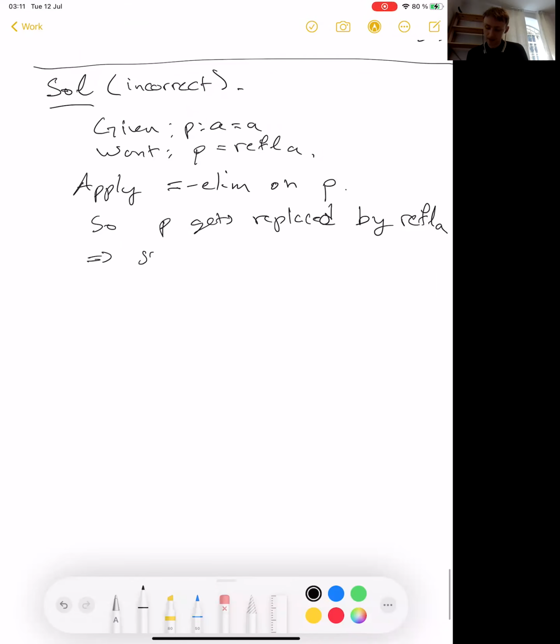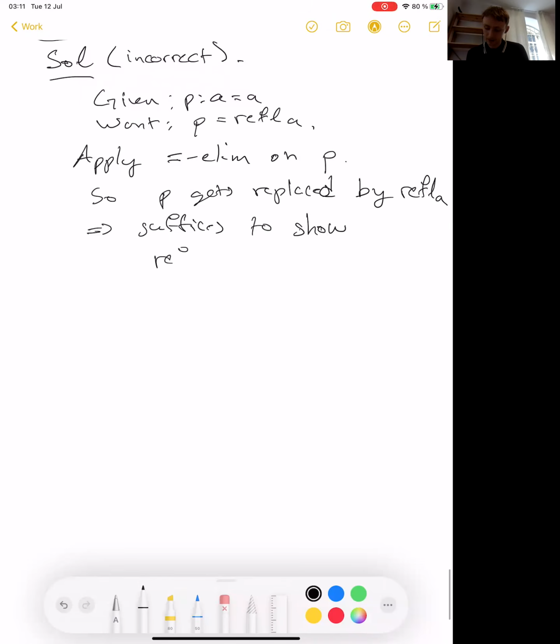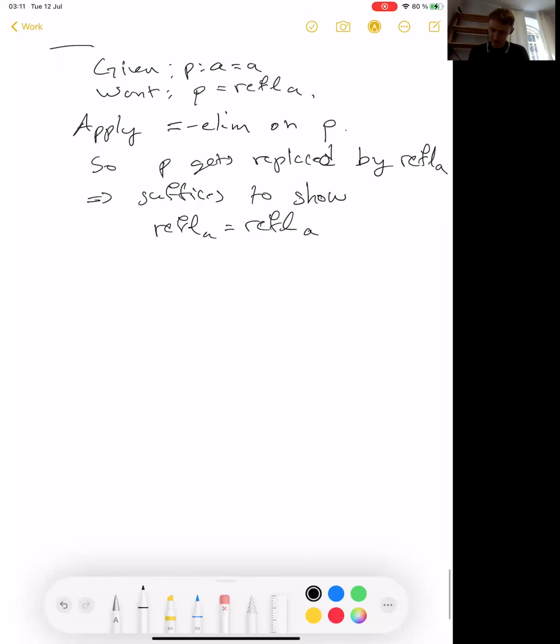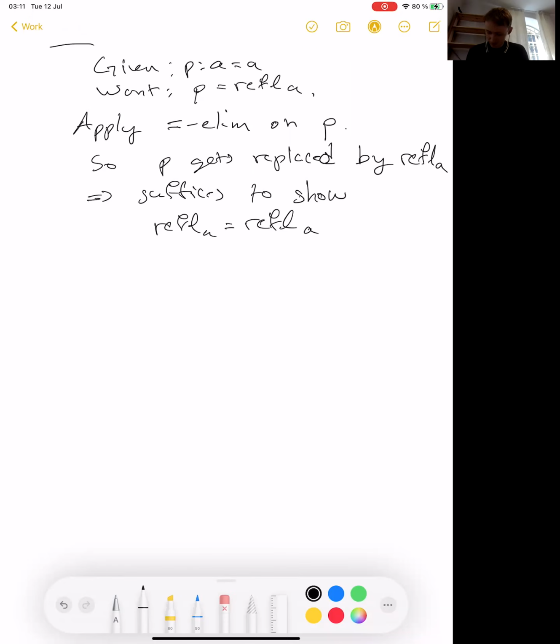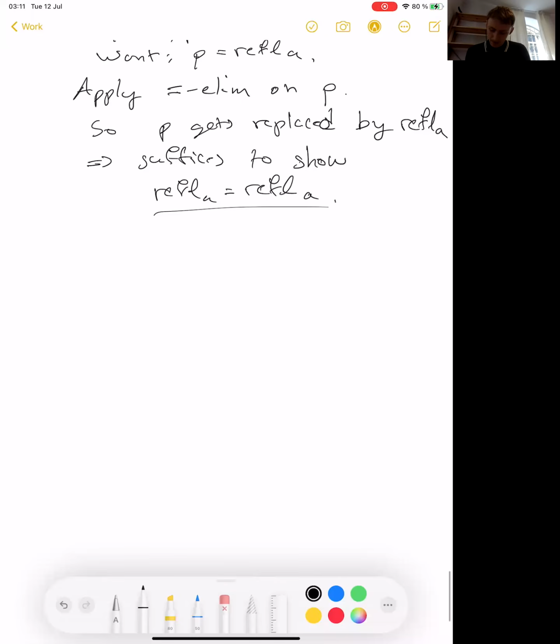So it suffices to show that refl a equals refl a. So if someone spots the error, please type it in the chat if you want to. You don't have to. But here we're done. Because refl a is of course equal to refl a. So we prove this by refl of refl a.